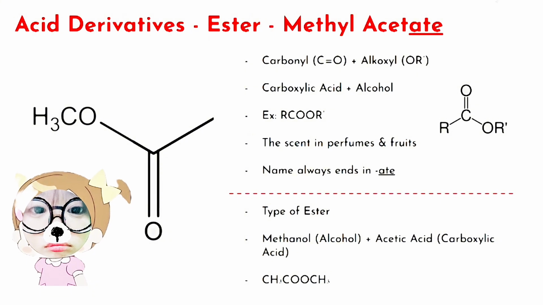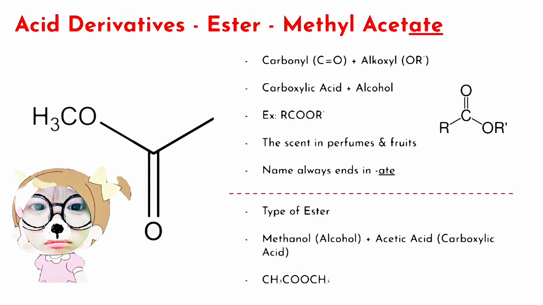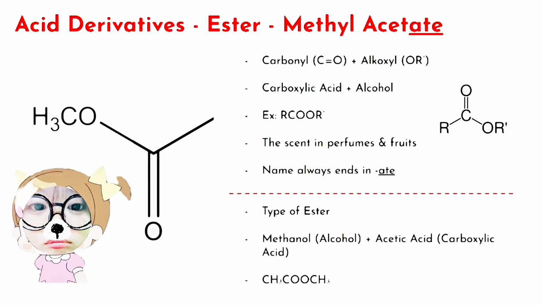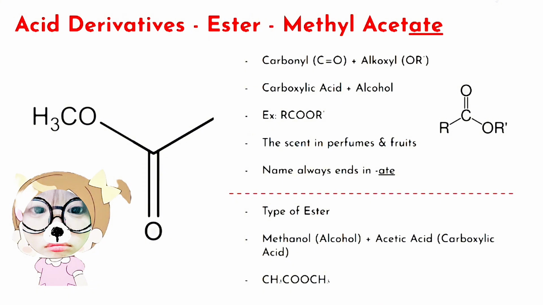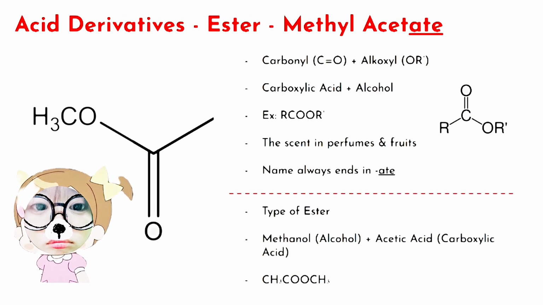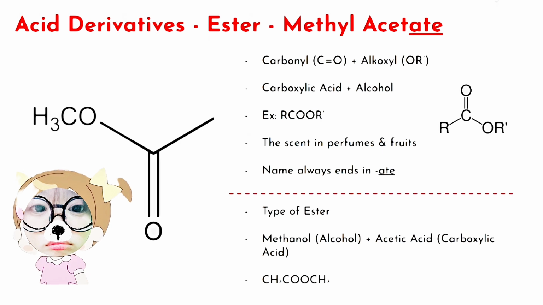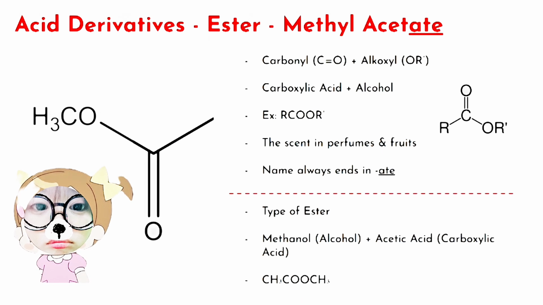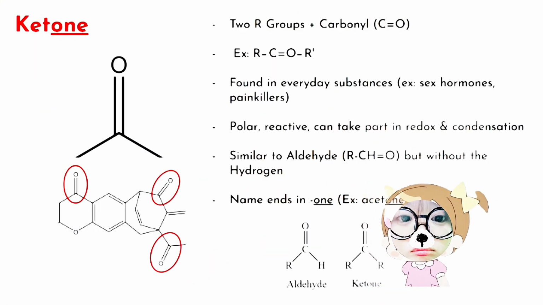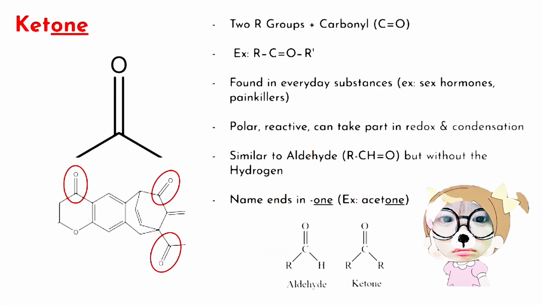So you can find an ester in perfume and fruits. It gives them a certain smell depending on the specific ester. For example, methyl acetate has a fruity scent. So the general structure for an ester is RCOOR', while this one in particular is CH3COOCH3.